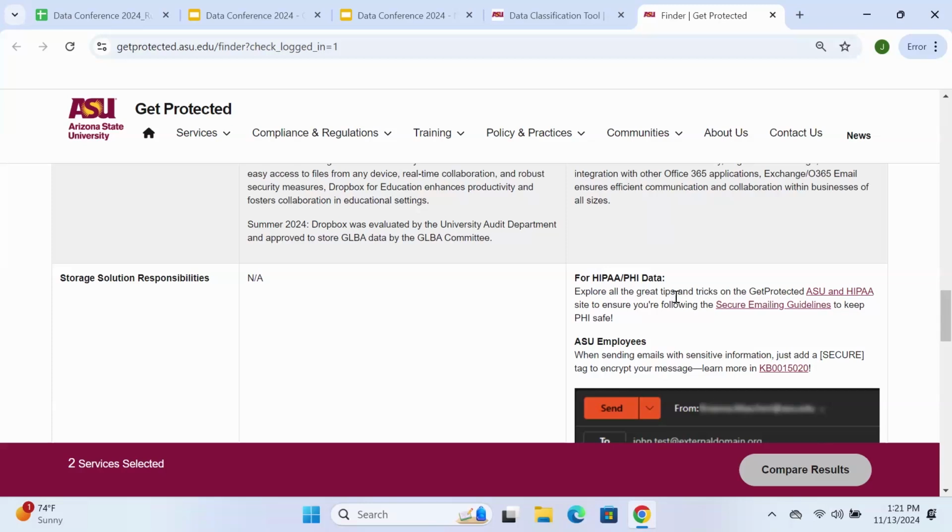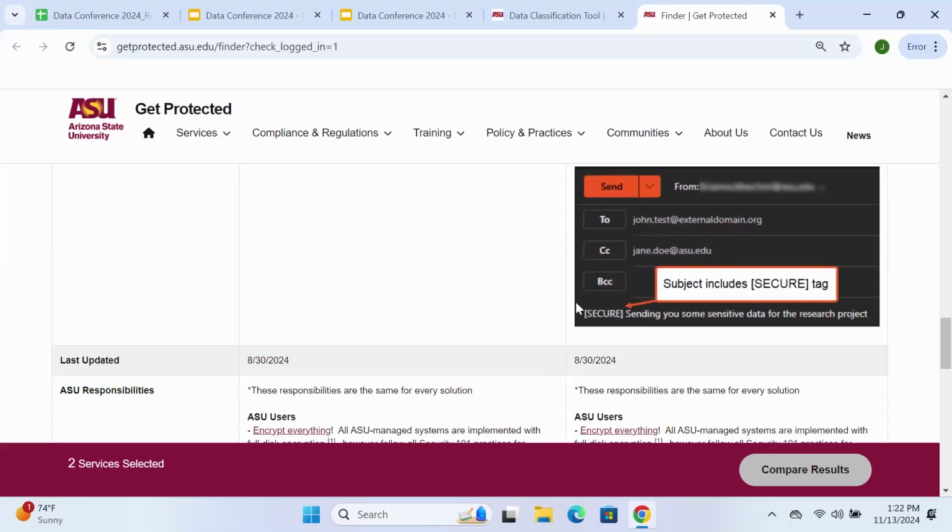So for example, Outlook has the storage solution responsibility of if you're going to put HIPAA data in Outlook, if you're going to send an email with HIPAA data in it, we have some specific guidelines and some specific tips and tricks for how you secure those emails. And we give you a nice little screenshot in there too. I don't like reading through paragraphs to get through what I need to know. So just a simple screenshot showing, hey, add secure to your subject line, and it encrypts the message.